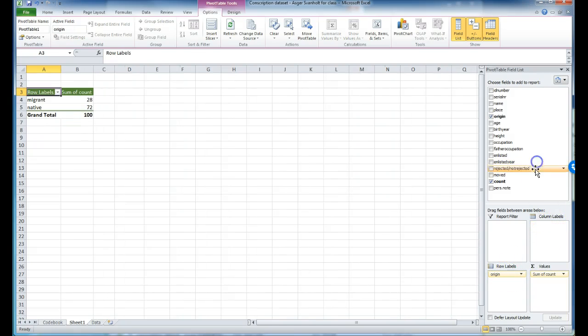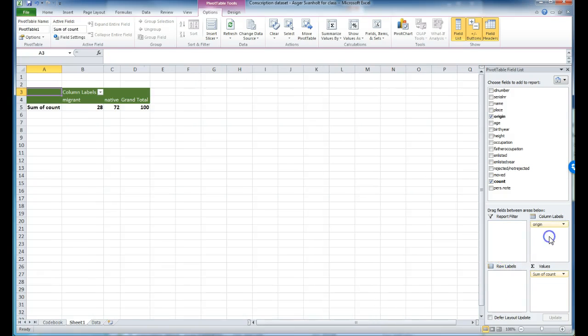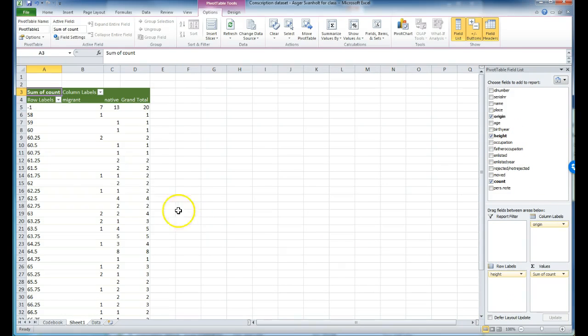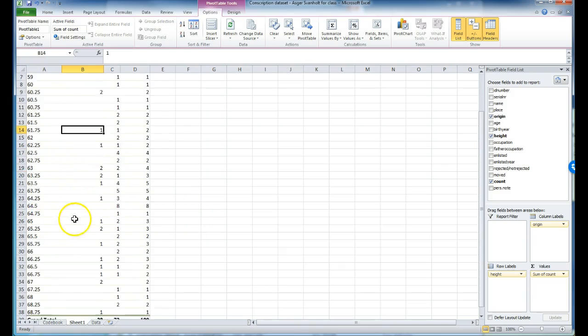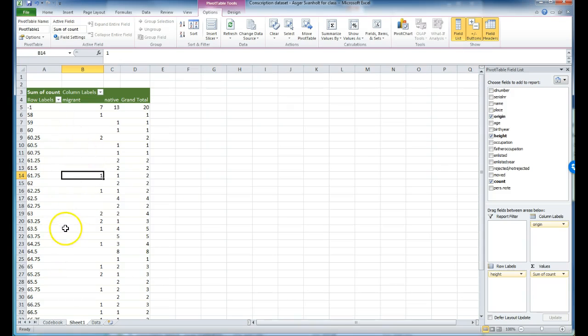But let's do something different. Let's talk about the height. We can put the height in the rows, and then we see that heights were given in inches and then quarter inches, so we have things all over the place. And then we have a -1 that we have coded as a missing case. So one of the first things we need to do, before working with this, is get rid of this -1.